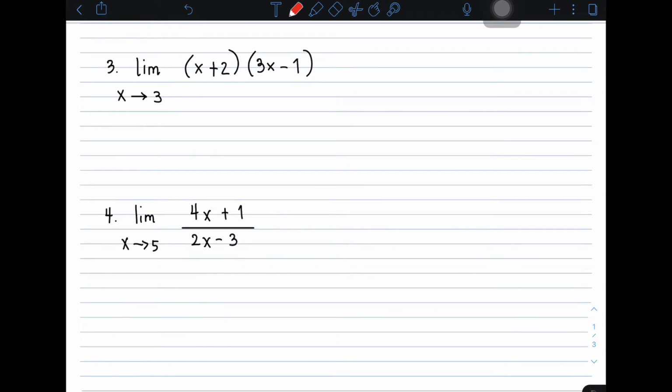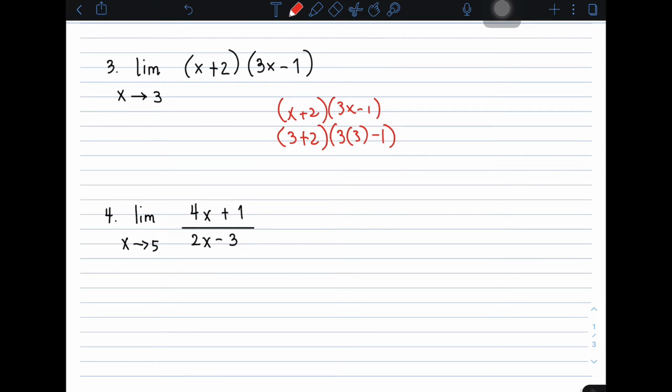For item number 3, the limit of x plus 2 times the quantity of 3x minus 1 as x approaches 3. So the value of x that we will be using in substitution is 3. So we will evaluate this. You have x plus 2 times 3x minus 1. And then substituting the value of your x, which is 3, you will change the value of x, 3 plus 2. And then the other value of x, 3 times 3 minus 1.